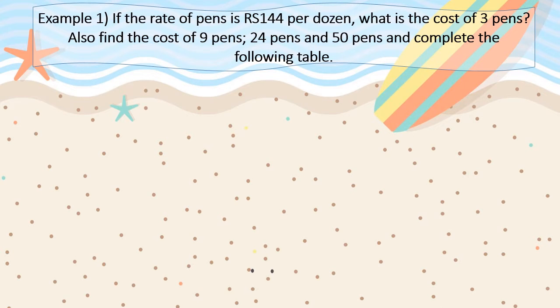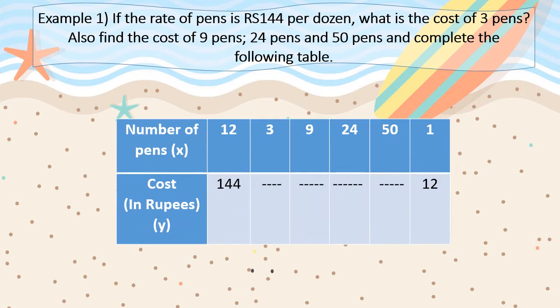The example is, if the rate of pens is rupees 144 per dozen, what is the cost of 3 pens? Also, find the cost of 9 pens, 24 pens and 50 pens and complete the following table. Now children, tell me what is given in this question. What do you understand by the question? So in the question, which two quantities are given to us? That is, the number of pens and the cost of the pens.